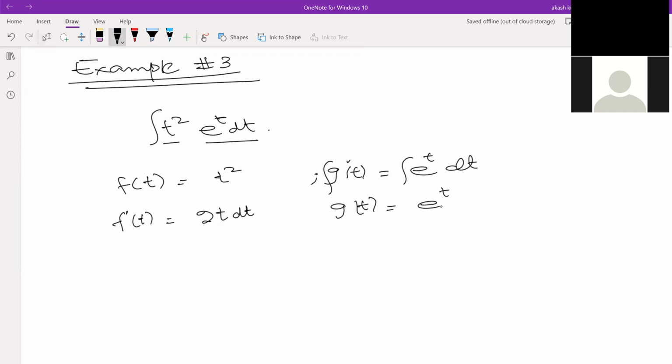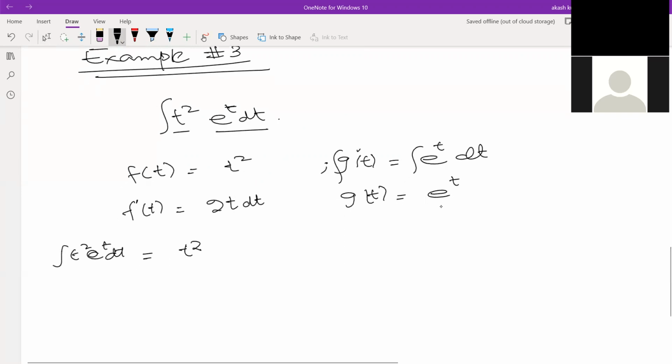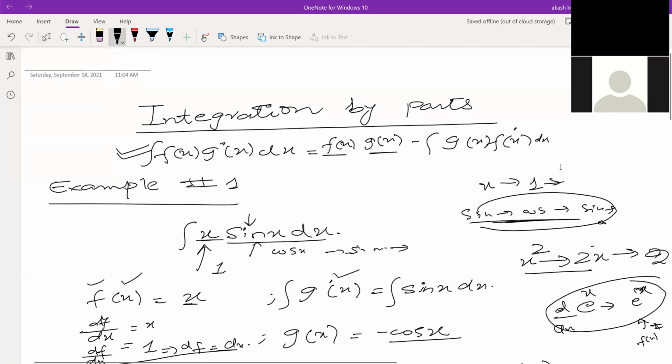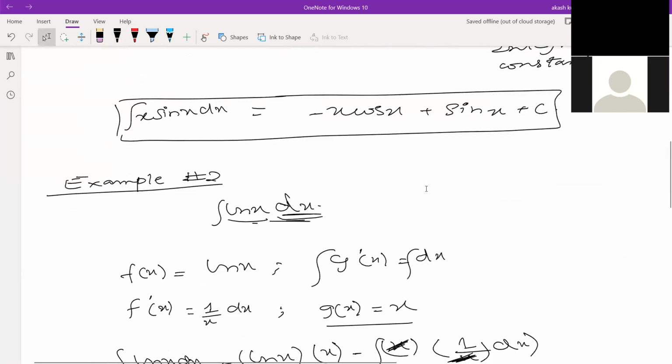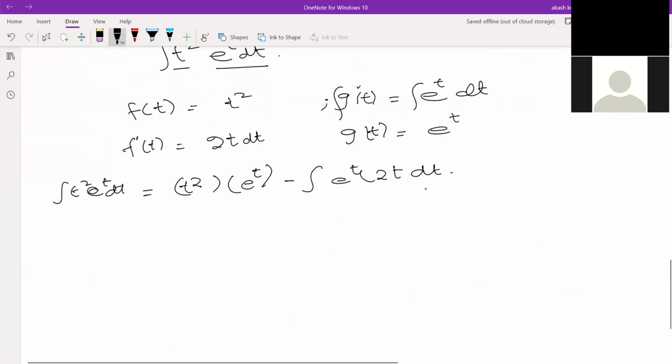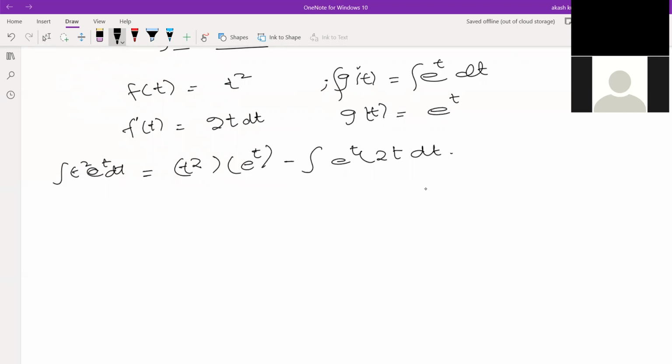Now the integral of t square e to the power t dt will be f of t, which is t square, times g of t, which is e raised to the power t, and then minus the integral, and the formula is g of t f dash of t. g of t is e raised to the power t, and f dash of t is 2t dt. Is it clear?